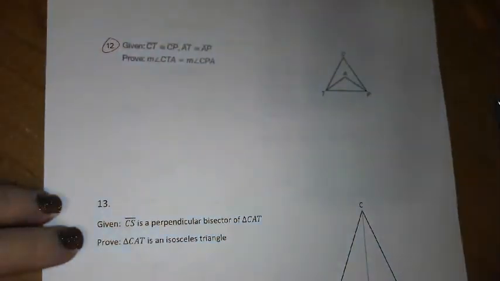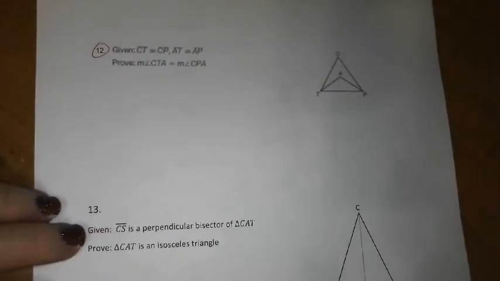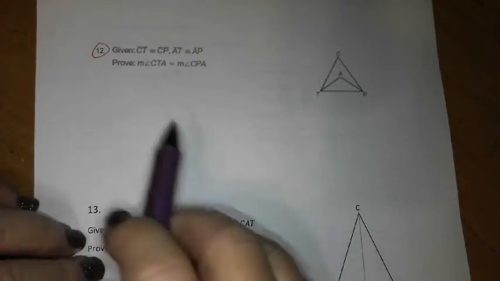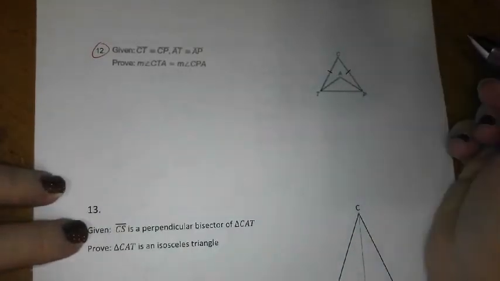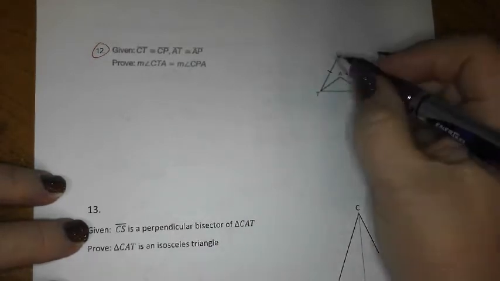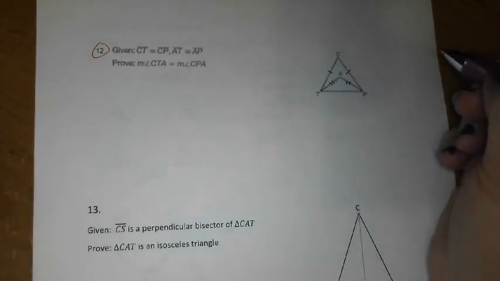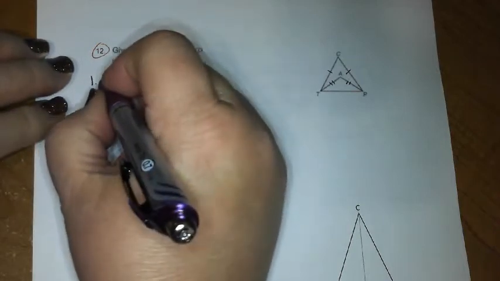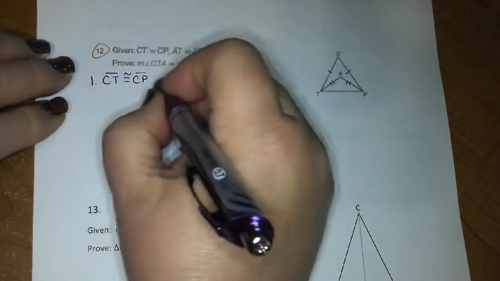Let's take a look at number 12 because it looked a little bit complicated. So this one says given CT is congruent to CP, I think I have an isosceles triangle there, and then it says that AT is congruent to AP. So I have another isosceles triangle. So I'm going to start with that in my given. Just copy it down.